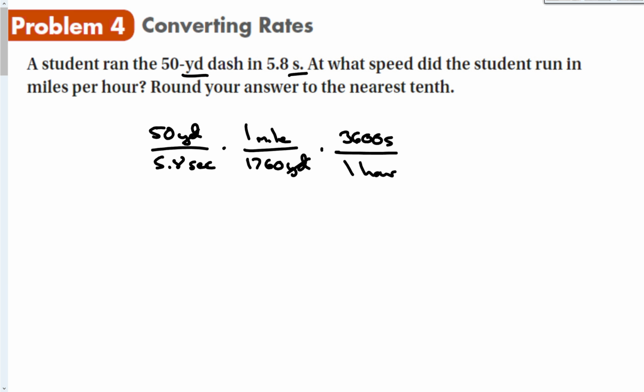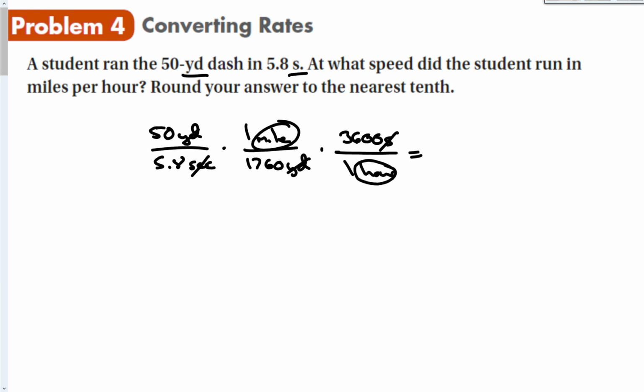If you don't remember that, you can say that there's 60 seconds in a minute, 60 minutes in an hour, okay? But we can put both of those conversion factors together. The seconds cancel out, and now if you look at your units, we're left with miles and we're left with hours. Now all we have to do is multiply and divide.